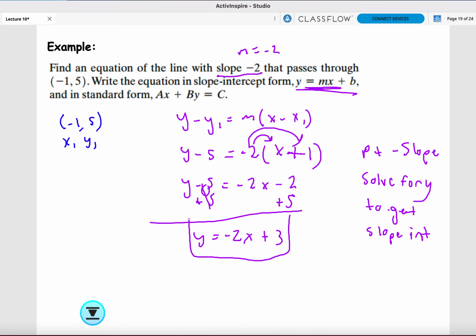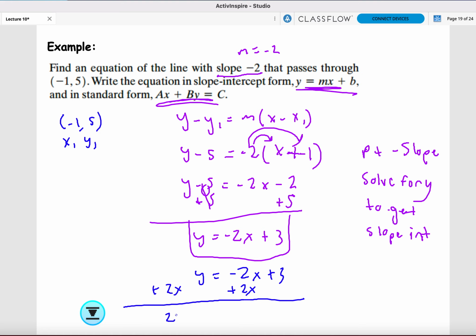Now to get standard form, ax plus by, we just need to have the x and y on the same side. So we take this same equation, y equals negative 2x plus 3, and we want to get every x and y on the same side. So how do we move a negative 2x to the other side? Well, we add it. So then we get 2x plus y equals 3, and you're done. So you only want to just get x on the other side.